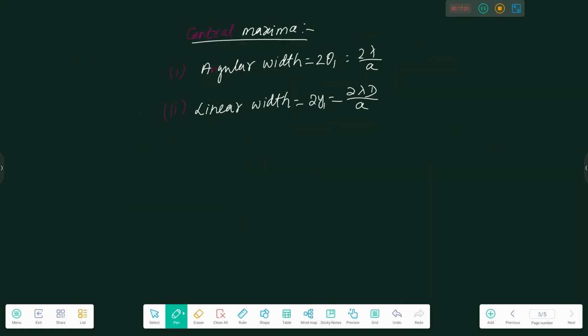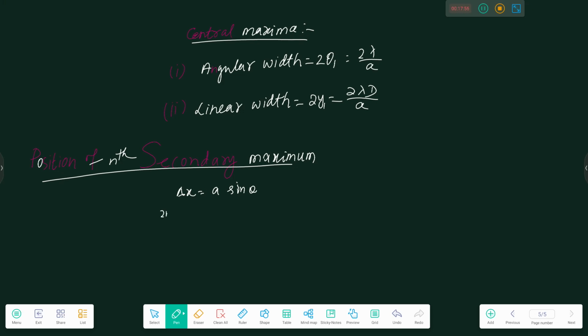After central width, you have the secondary maximum. Now write here nothing. Check the heading given: position of nth secondary maximum. For secondary maximum, you have to start from path difference. You know path difference is A sin theta. But for secondary maximum, I'll take this as 2n plus 1 lambda by 2. I can take 2n minus 1, but I have taken 2n plus 1. Or I can write this as n plus 1 by 2 lambda.